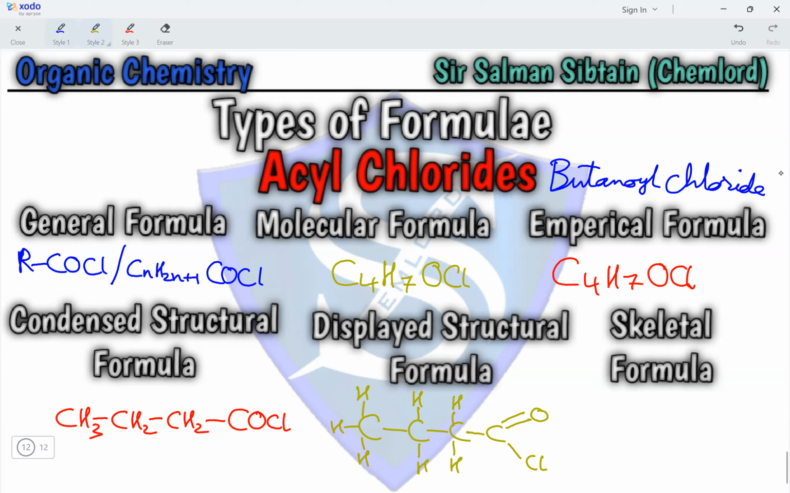Now, in order to complete the skeletal formula, we would make a structure like this. Then we would have a double bond O and a single bond Cl placed at the terminal carbon atom, completing the skeletal formula of butanoyl chloride.